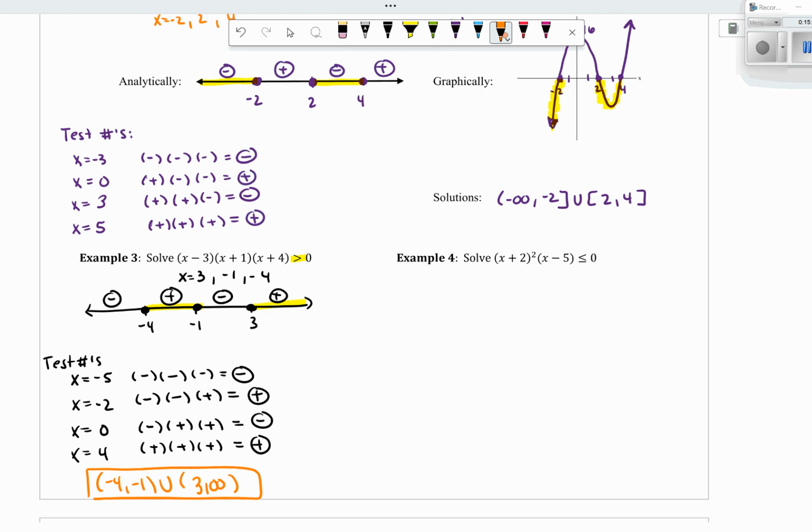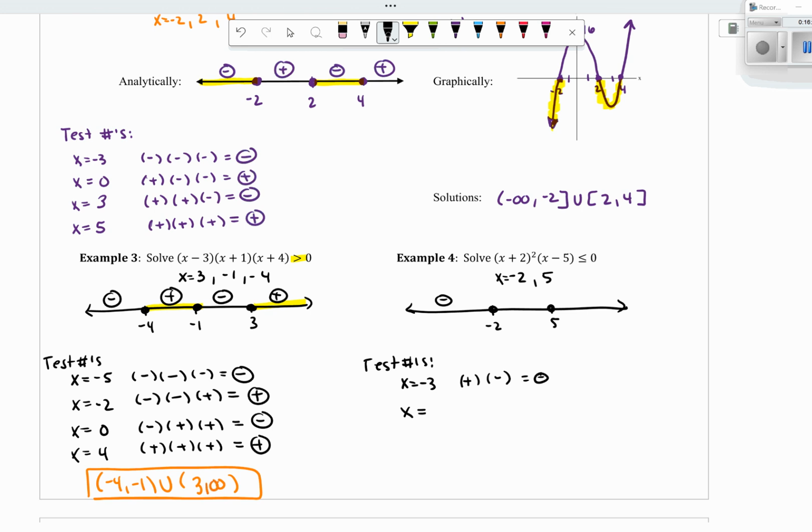All right, looking at the next example. So we have x equals -2 and 5 as our critical points. Those are the zeros of the graph. So -2 and 5, put our closed circles here because we could be equal to 0 in the numerator. And then we're going to do our test numbers. We have x equals, let's do -3. So -3 plus 2 is negative, but we're squaring it, so that's positive. And -3 minus 5 is negative, so this is going to give us a negative solution.